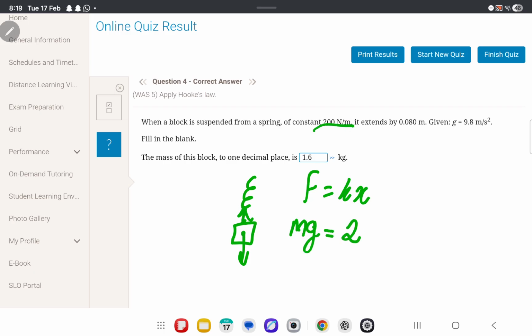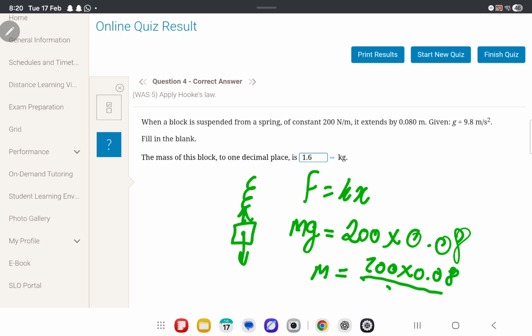K is 200 times x is 0.08. Be careful in the example, they might trick you and give you, for example, 8 centimeter. Here the spring constant is in newton per meter, and this is centimeter. Always look out for your units. But here they didn't try to trick us. So m is 200 times 0.08 over 9.8. Do this on your calculator.